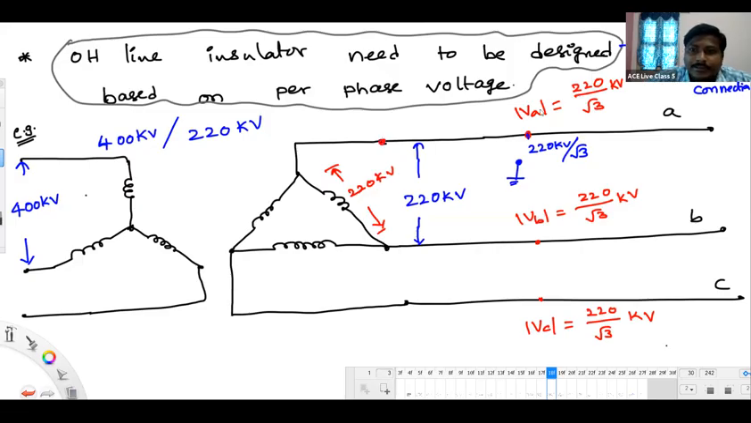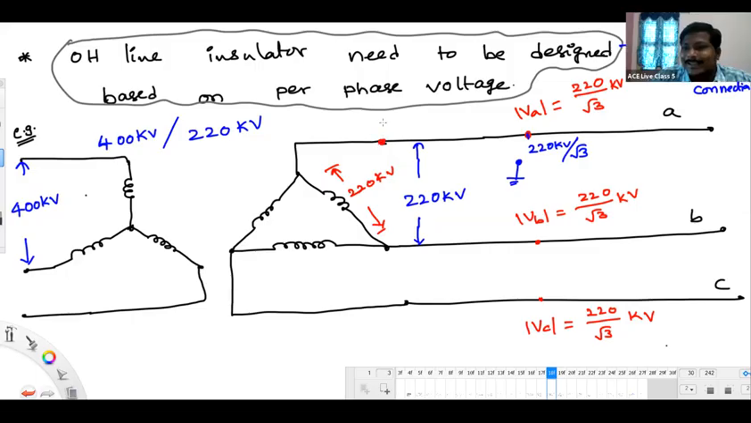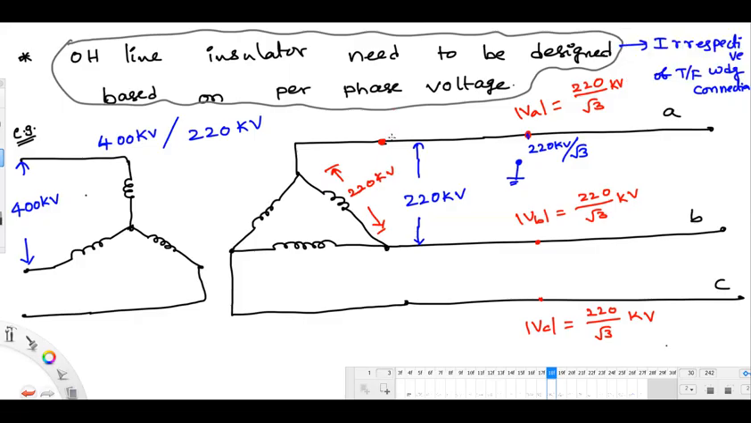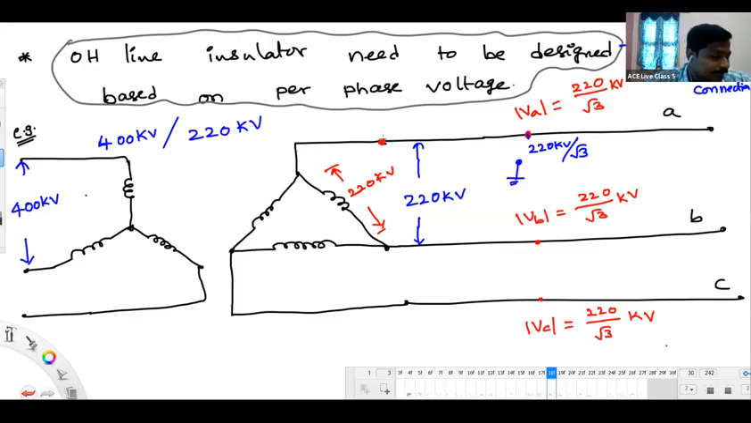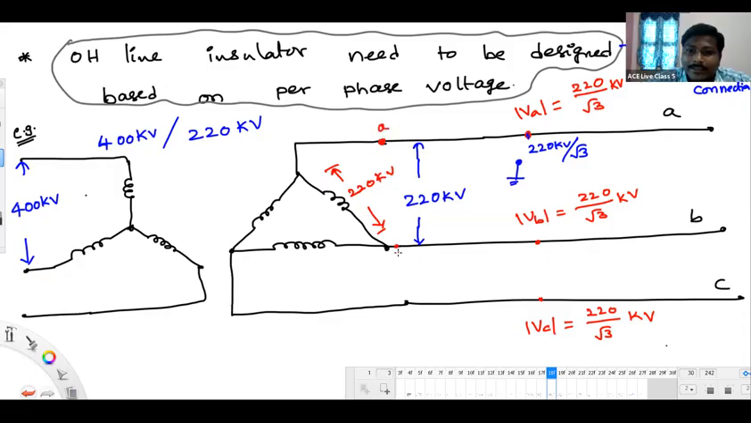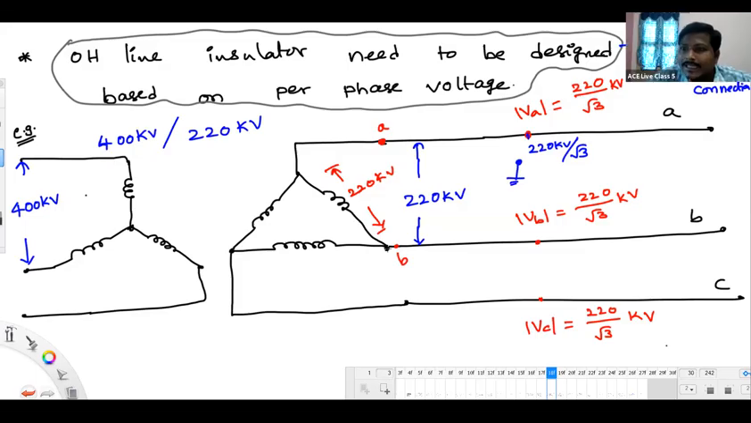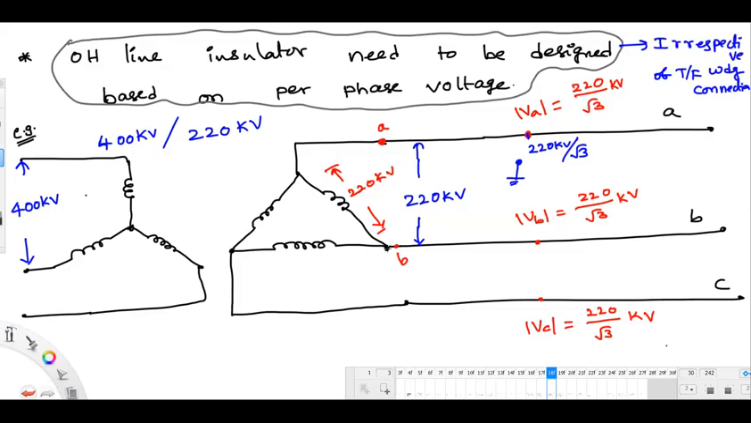What is that voltage, Yashwant? 220. Why 220? How do you say? See, to measure the voltage, we need to have two terminals, right? Between what terminals are you saying this voltage is 220? Between terminal A and terminal B. That's line to line then. It's not terminal A voltage. If you are measuring A to B voltage, it will come as line to line. It's not the conductor voltage of A.